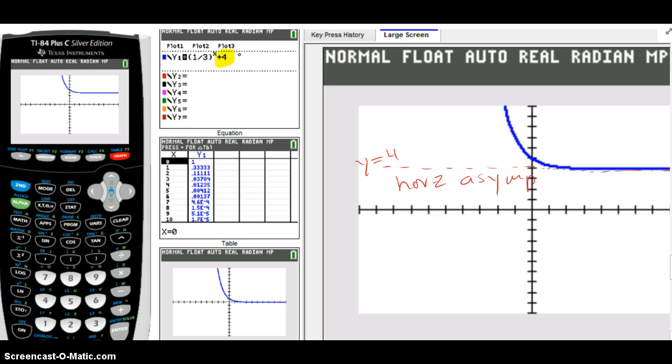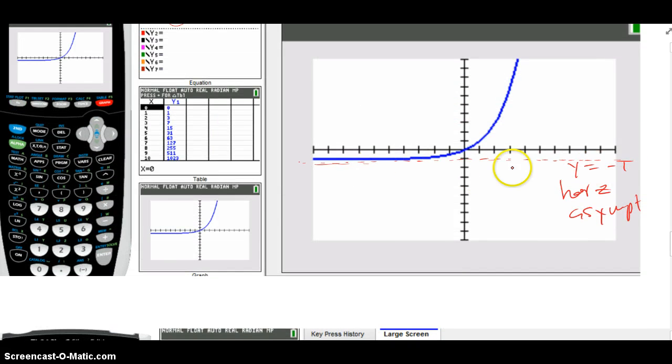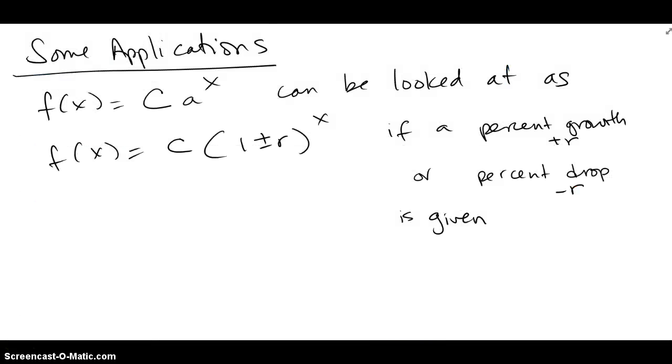So these are just some things to keep in mind. Base less than 1 is a decay, plus or minus a number shifts it up or down, and along with it, so does the border or the asymptote. Let's look at some applications. We looked at the exponential function c(a) to the x, where c was the initial amount and a was the growth or decay factor. Bigger than 1 is growth, smaller than 1 is decay.